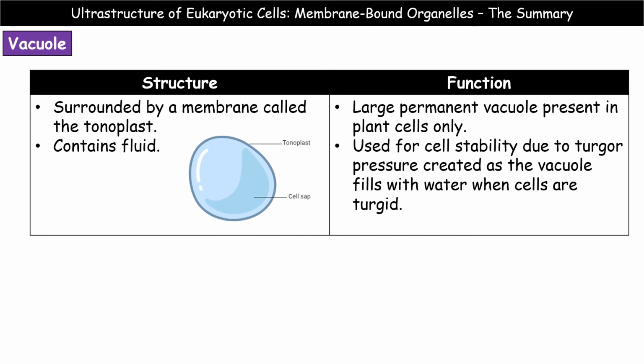In terms of what it's used for, this is what's going to fill up with water. So water moves into the vacuole in our plant cells. As it does so, it's going to swell out when those cells are turgid, and it then pushes against that cell wall, creating this turgor pressure, which creates that rigidity within our plant cells, allowing them to grow vertically without a skeleton.